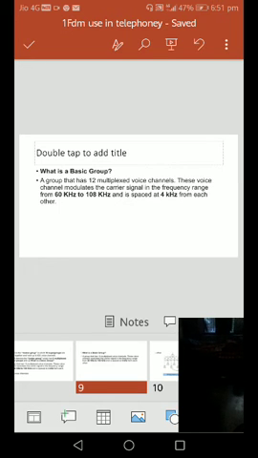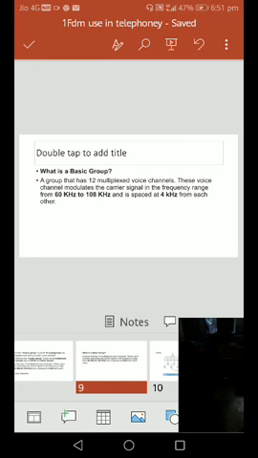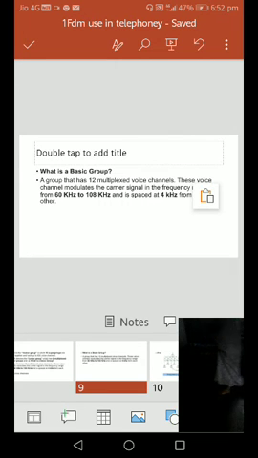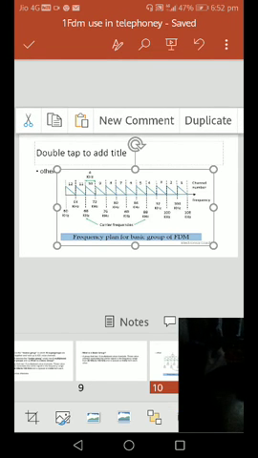Then what is the basic group here? A group that has multiplexed voice channels. These voice channels modulate the carrier signal in the frequency range from 60 kHz to 108 kHz. Then we go to the next slide.